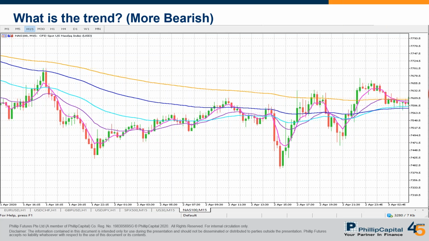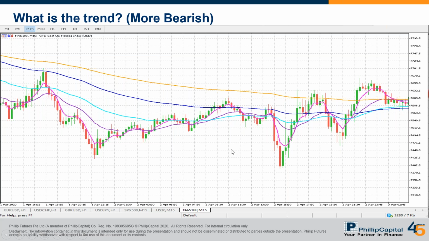Why do I say that? If we look at the beginning of the chart on the left, the 5 is below 20, 20 below 50, 50 below 100, and 100 below 200. That is the sequence shown here, indicating the beginning of a downtrend. Once we see this, it's an indication that it's more bearish for this market.